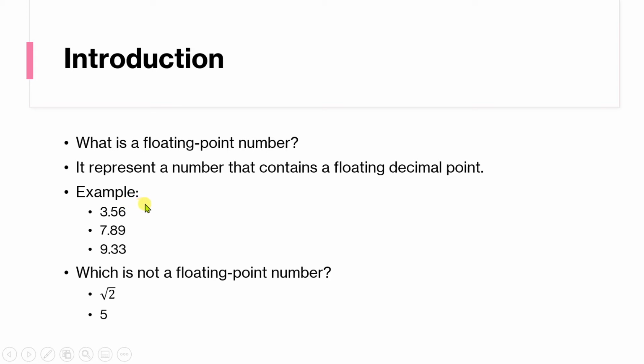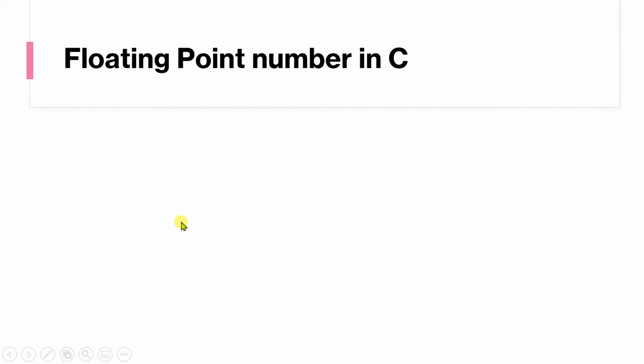Now let us discuss what facility is provided by the C programming language to represent floating point numbers. Suppose in our program I require some floating point number to solve our problem, then what facility does the C programming language provide us? Generally speaking, to represent a floating point number, C provides three different keywords. The first keyword is float, the second keyword is double, and the third is long double.